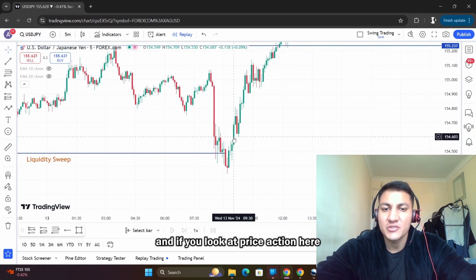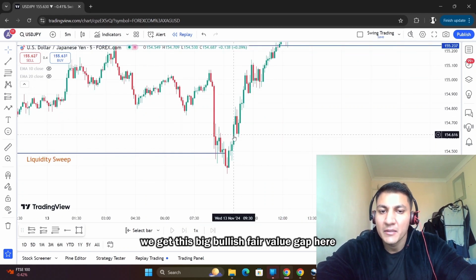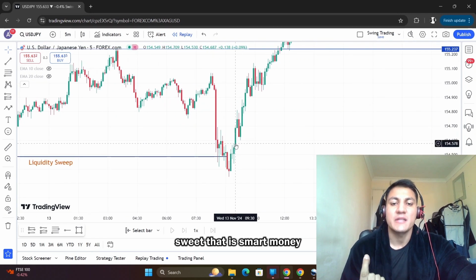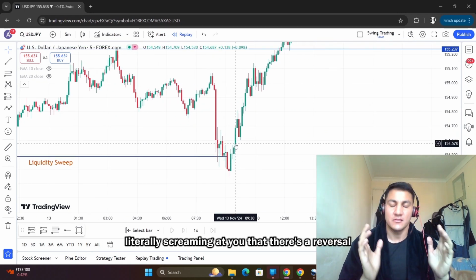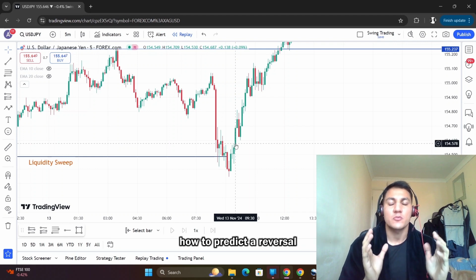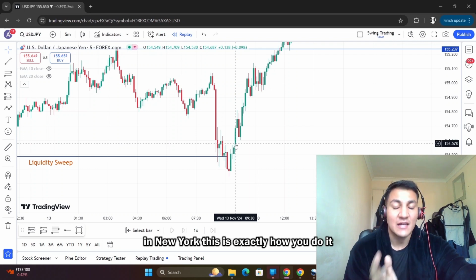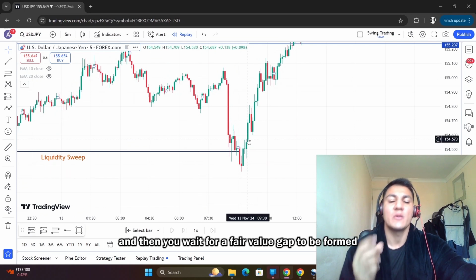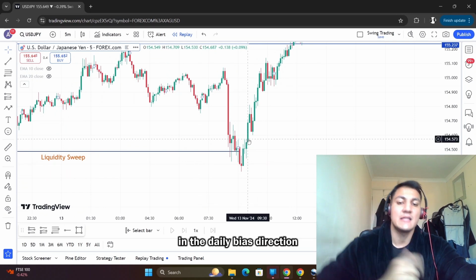And if you look at price action here, we get this big bullish fair value gap. That bullish fair value gap, right after the liquidity sweep, is smart money literally screaming at you that there's a reversal. And for those who keep asking me how to predict a reversal in New York, this is exactly how you do it. You wait for a key liquidity to be taken out opposite the daily bias, and then you wait for a fair value gap to be formed in the daily bias direction.